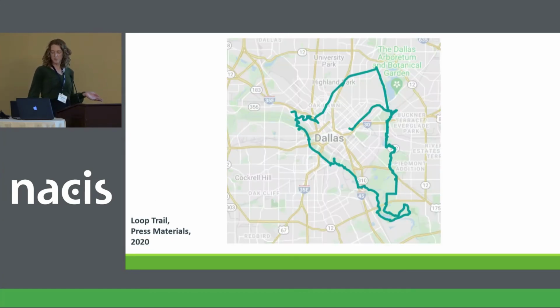This is another map for the loop trail, which would be the bike trail that would run through this whole area. As you can see, it encircles the Great Trinity Forest to the south, but it also kind of unites it with the area north of Interstate 30. So the city of Dallas is very segregated. The northern half of Interstate 30 is wealthier and whiter. The bottom half is generally poorer.